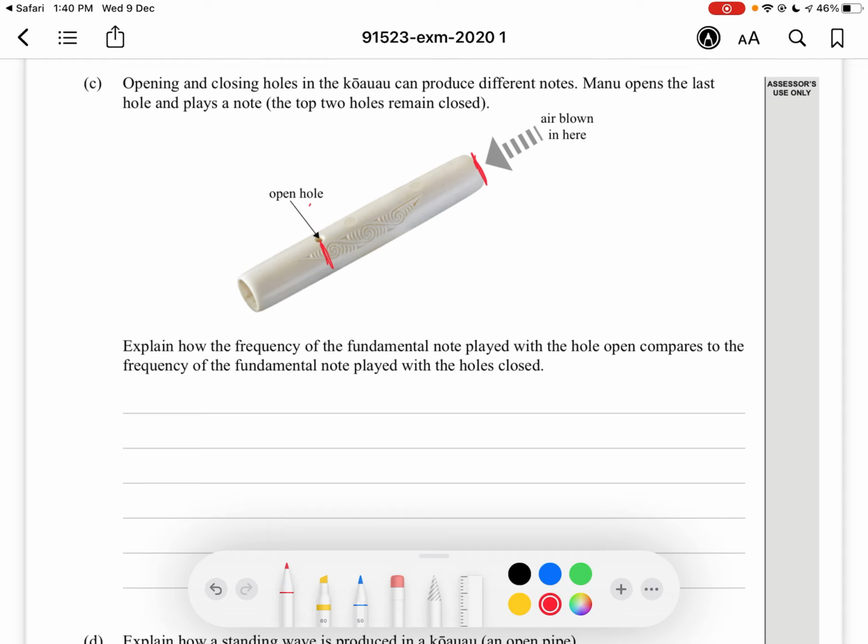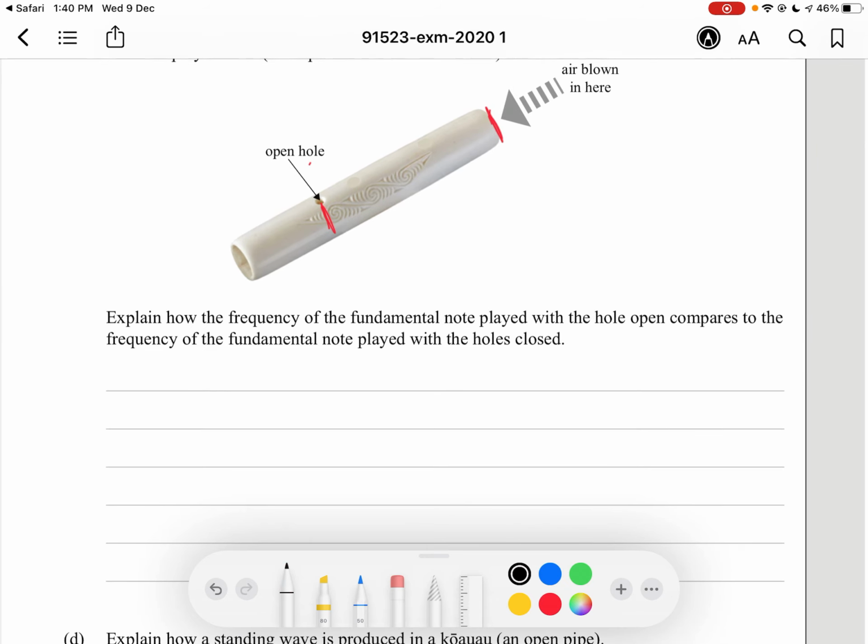Since the speed of the wave depends only on the medium, and we didn't really change the properties of the medium, the speed of the wave inside the KOO will remain the same, meaning that since v equals f lambda, f is inversely proportional to lambda, so our frequency will actually increase. Okay, so since our wavelength decreases.